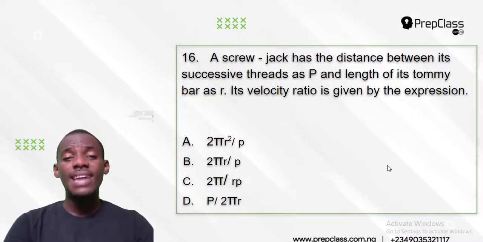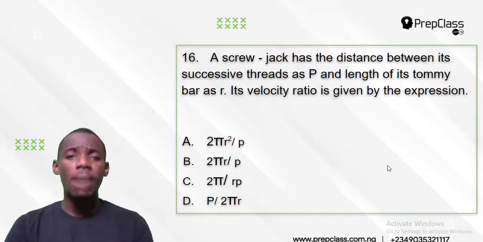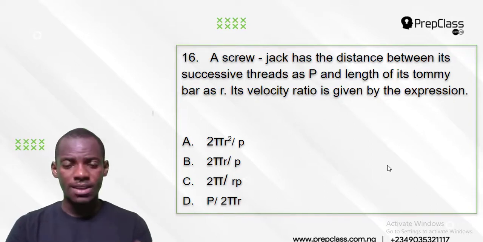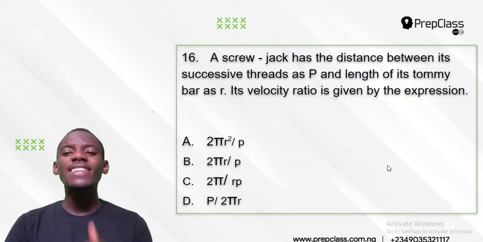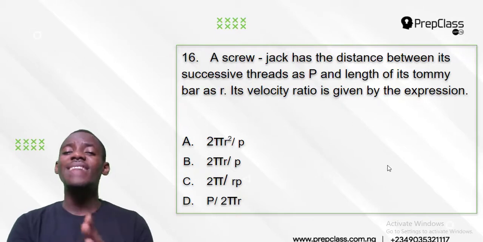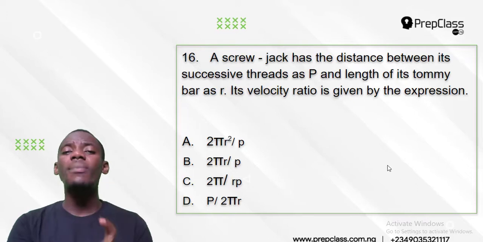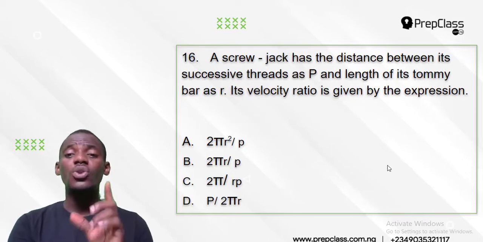Now, when you are working with a screw jack, you need to know the VR. This is actually a simple machine. In the category of simple machines we also have pulley, gear, lever, and screw jack. We learned all these under the topic machine. You might want to go over it again. But under screw jack, there's one thing that is very important to remember, and that's what this question is asking: the velocity ratio. You need to know the formula for calculating the VR of a screw jack.